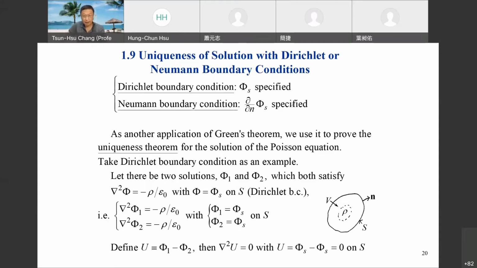Okay, today we will continue our discussion about chapter 1. The most important part of chapter 1, if you remember, is the Green theorem. But before we start, I would like to show you this one.